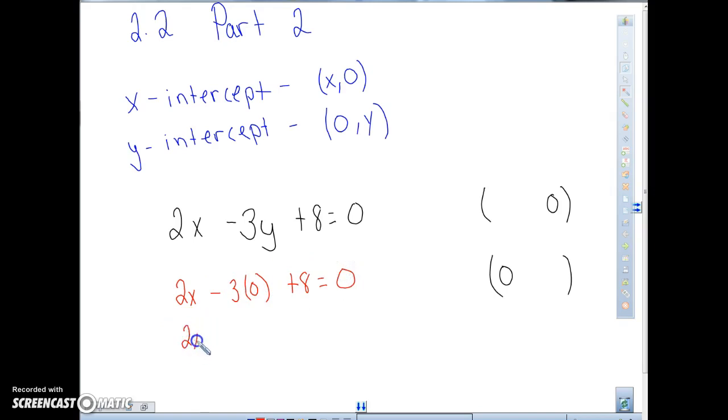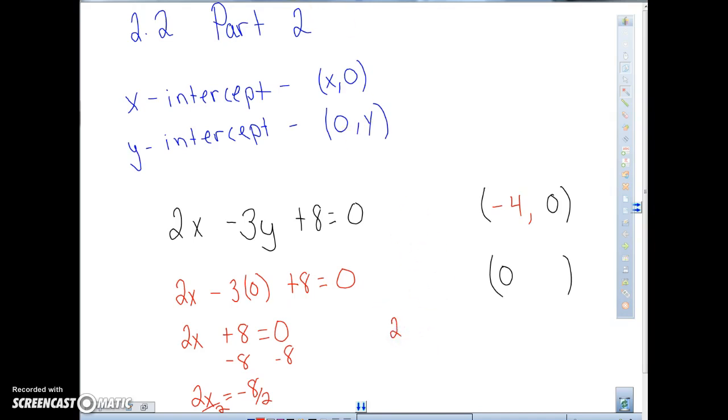So we have 2x minus 3 times 0. Well, 3 times 0 is 0, and 2x minus 0 is just going to be 2x. So that kind of goes away. Then we just solve this. We'll subtract the 8 to the other side. So you have 2x equals -8. Divide by the 2. And you have x equals -4. That's our first answer. The second answer is when we plug in 0 for x to find our y-intercept.